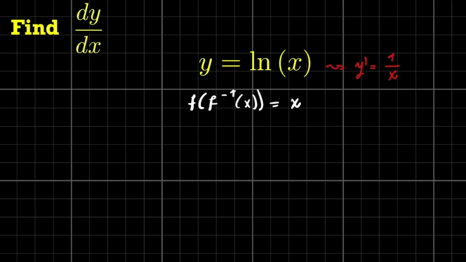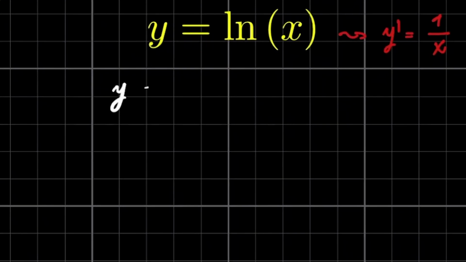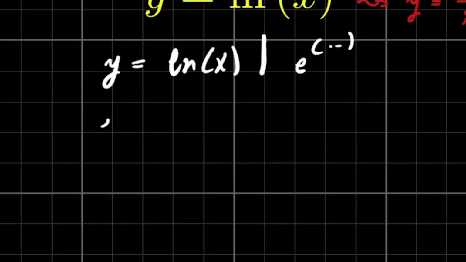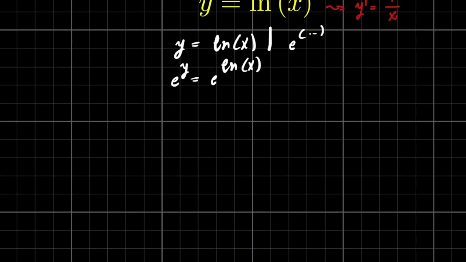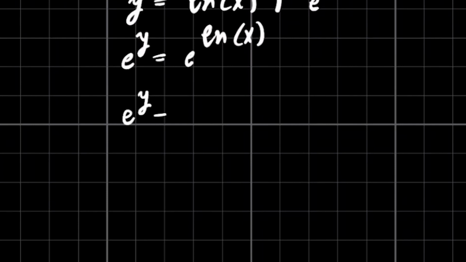So here, I'm going to rewrite my expression y is equal to ln of x. And to both sides of this equation, I will raise as a power my base e. And so what I will have is e to the power of y equal to e to the power of ln of x. Now, using the principle that I just explained, e to the power of y is just going to be equal to x.